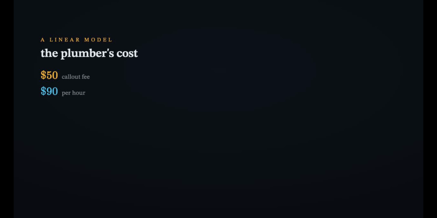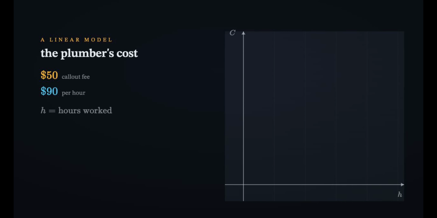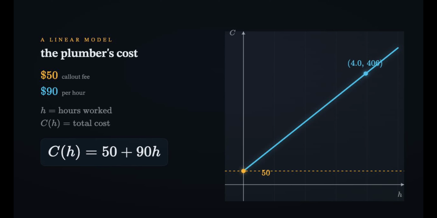For example, suppose a plumber charges a $50 call-out fee and $90 per hour. Let h be the number of hours. Let C(h) be the total cost. Then C(h) equals 50 plus 90h. That is a linear model. The 50 is the starting amount, and the 90h is the part that changes depending on time.